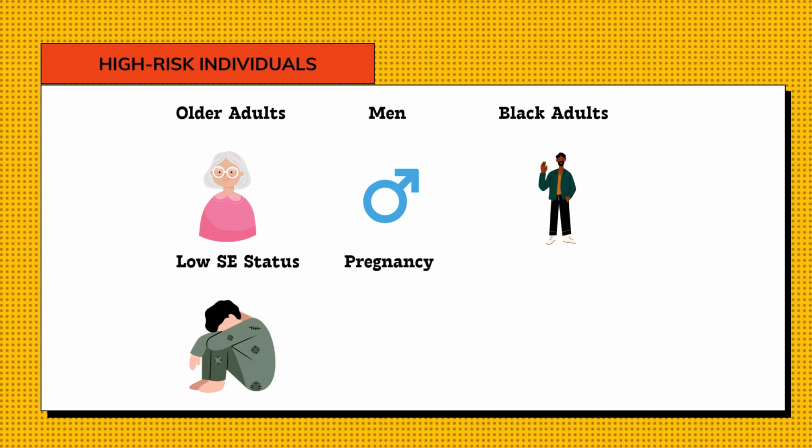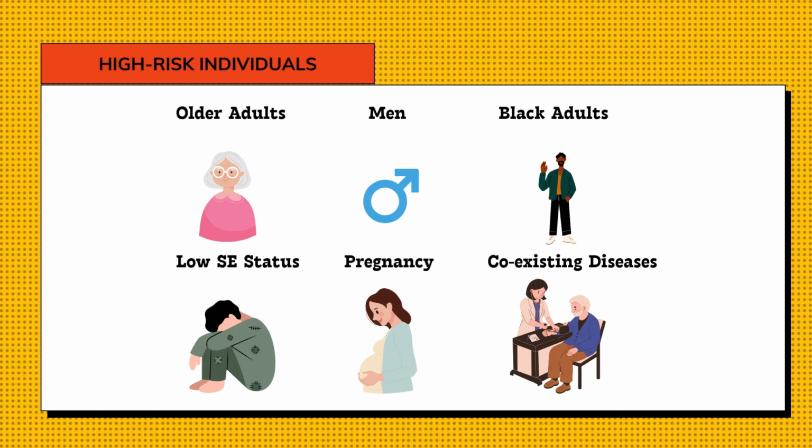Pregnant women. Pregnancy can increase the risk of developing hypertension. Individuals with coexisting health conditions. People with diabetes, kidney disease, adrenal and thyroid disorders, and sleep apnea are at increased risk of developing hypertension.